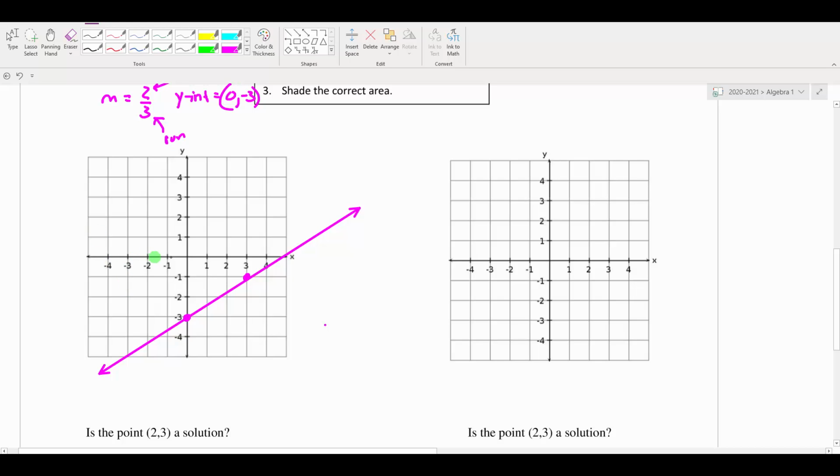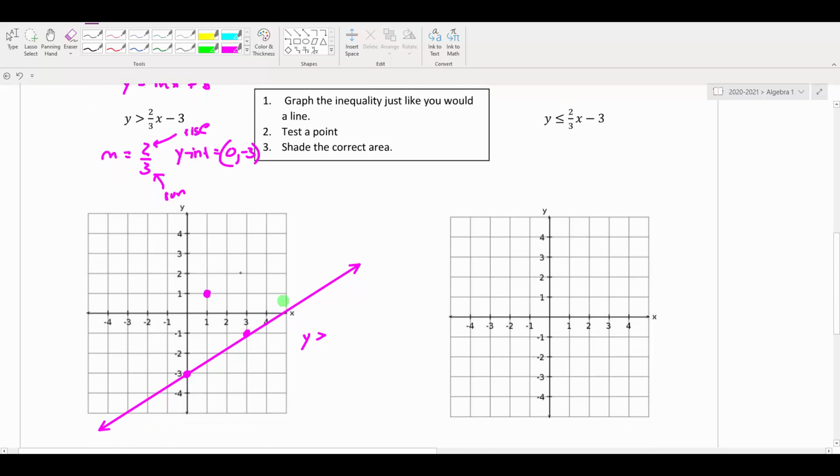And to figure out which side of the line contains all of our solutions, we pick a point to test. All right, so I'm going to pick a point on this side of the line. So this is our line. I'm going to go to this side and I'm going to test a point. Let's say we test the point (1, 1). (1, 1) is on this side of the line, and I'm going to come over here. Remember, our inequality was y is greater than, and I'll keep that right here: y is greater than 2/3 x minus 3.